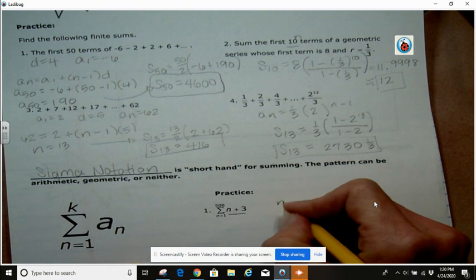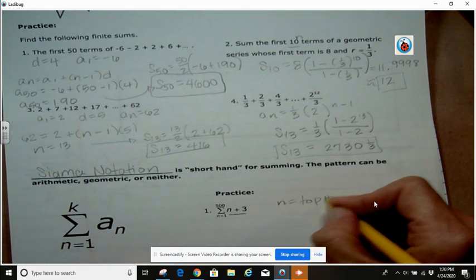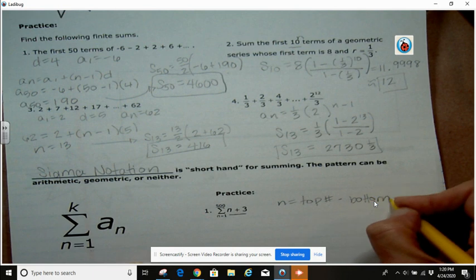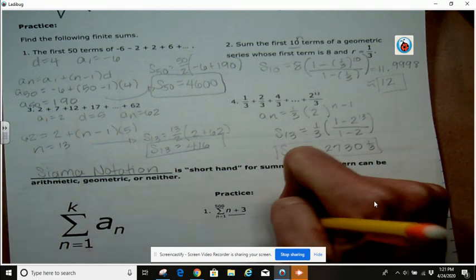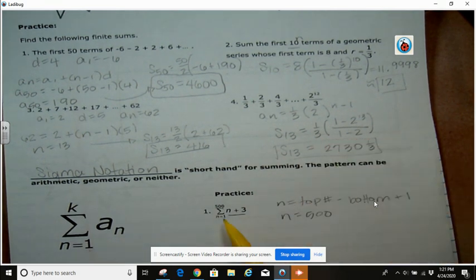So n is always equal to the top number minus the bottom number plus 1. In this case, 500 minus 1 is 499, plus 1 is 500. If the bottom number is 1, then n will equal the top number. But the bottom number doesn't always equal 1, so you can't always just say n is the top number. If you subtract, you need to add back that 1 to get the correct n. So in this case, n is equal to 500.